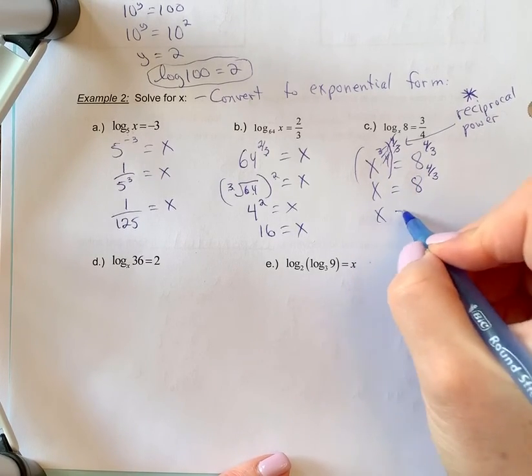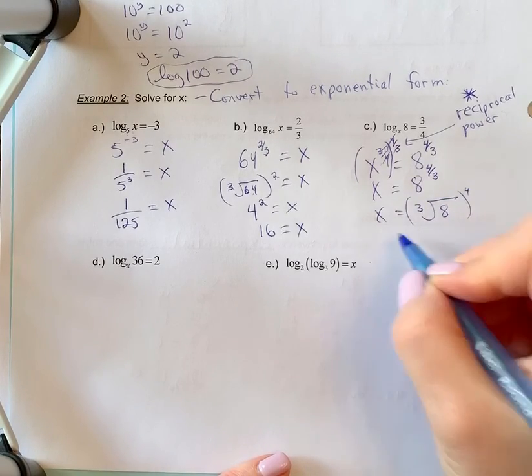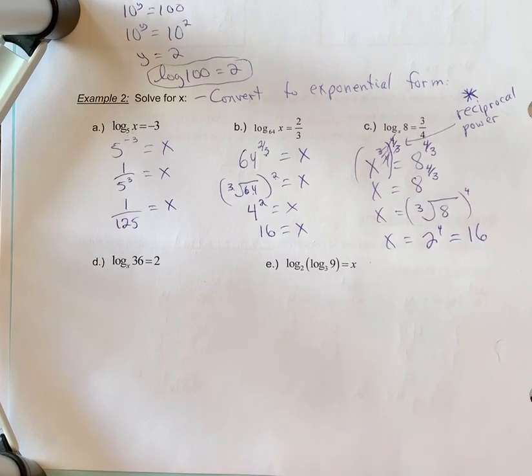Now we can write that as a radical. So we're going to cube root 8, take it to the 4th power. So x is equal to 2 to the 4. X is equal to 16.